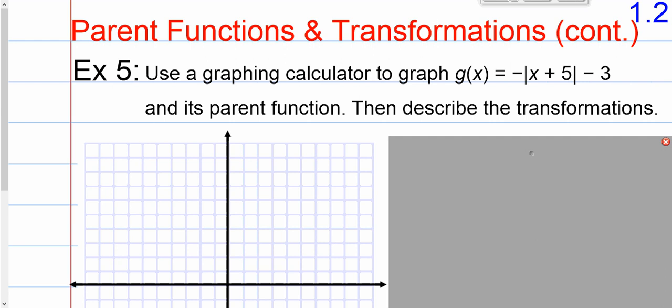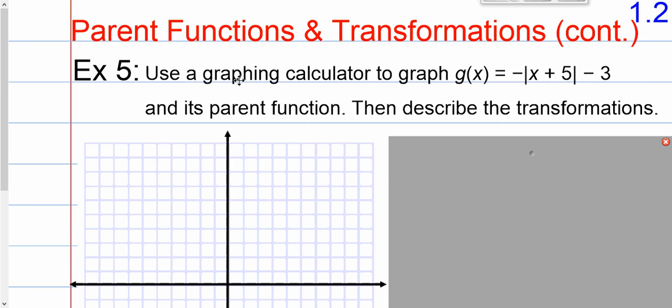All right, we are going to continue parent functions and transformations. Our last video stopped with example 4. We've got 2 more examples, but I wanted to split it up a little bit. So we're going to start here with example 5.